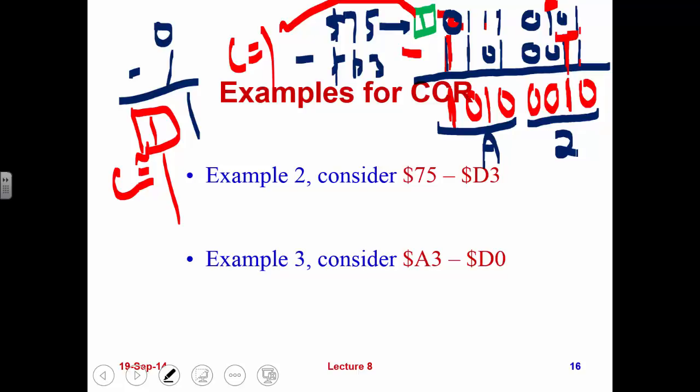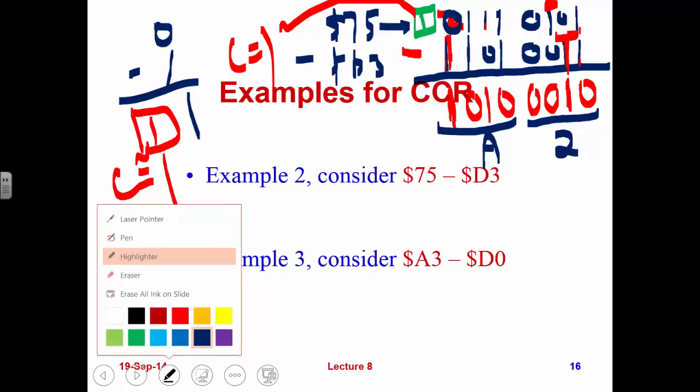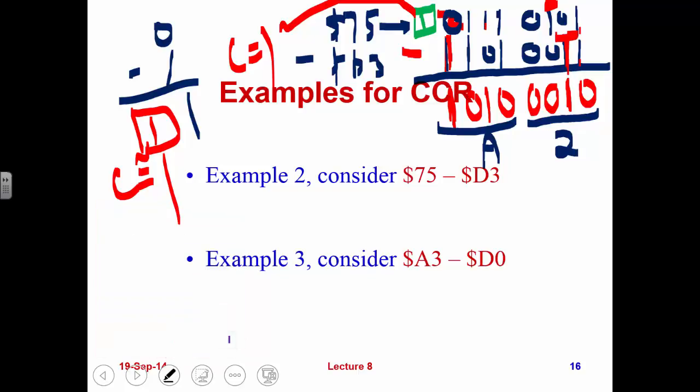Now let's see how our condition code register bits are affected. For sure, here we have C equal to 1, because we have a borrow. Borrow is a special type of carry. Let me write it here using a different color, purple. C here is definitely 1.